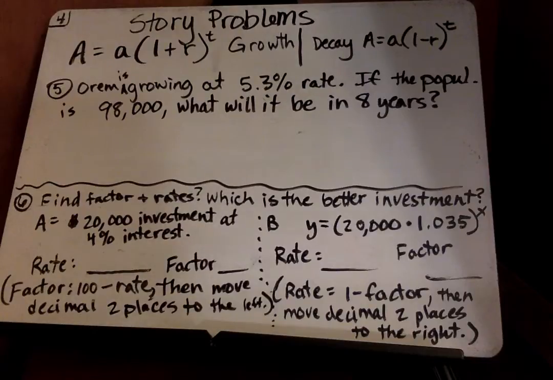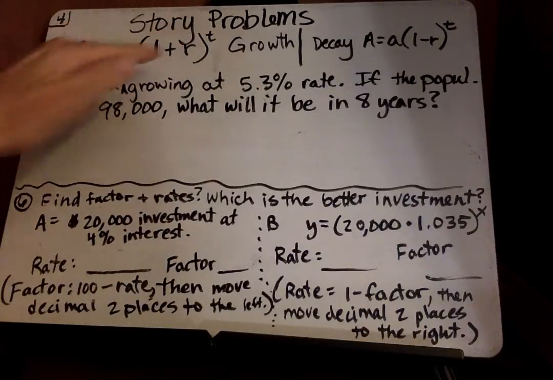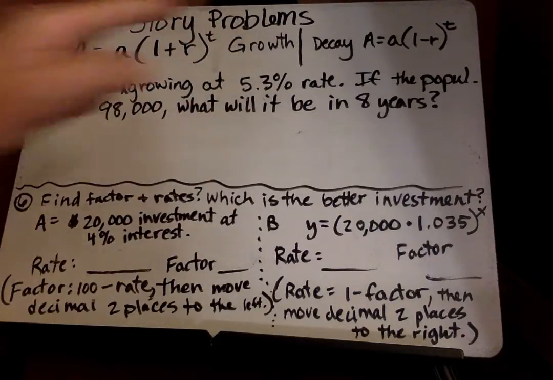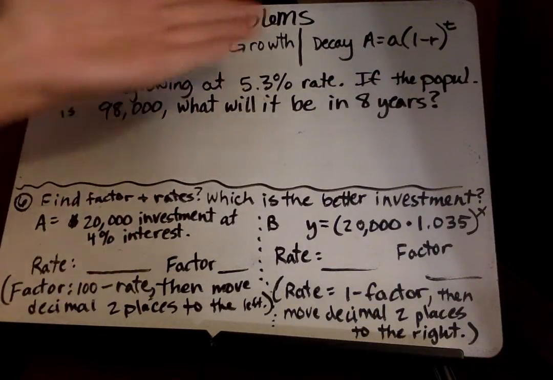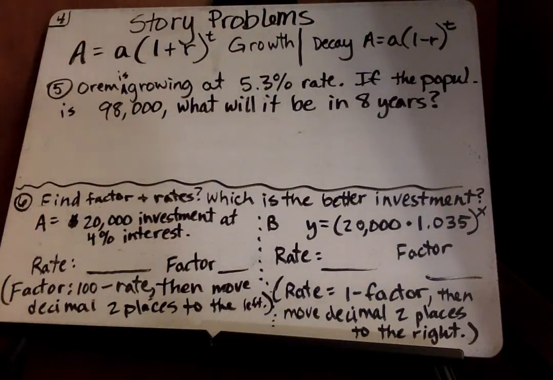Hello students, this is a continuation of a review for Unit 1 test. We have A equals this if it's a growth, and we have decay, it's this. So we need to figure out if the story problem is growth or decay and then use the formula accordingly.